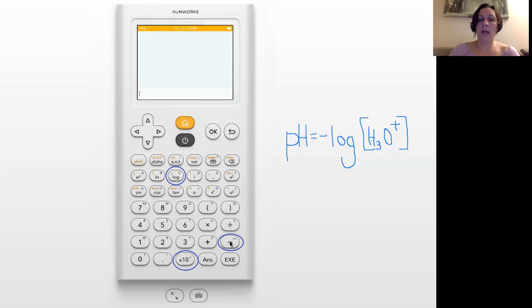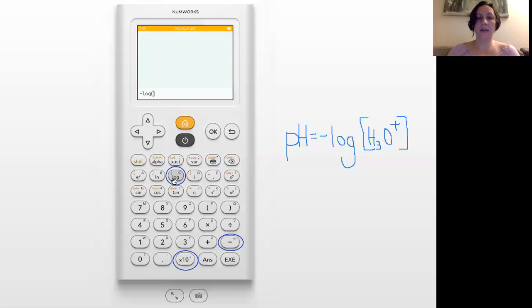I'm going to come over, and in this calculator, it doesn't necessarily require a negative sign. You can use the minus sign. So I'll plug that in first, so negative. And then I'm going to use the log button here, and I'm using it the same way I see it written in the equation.